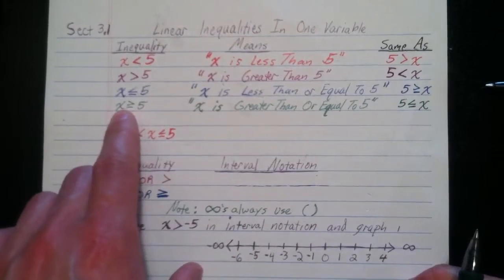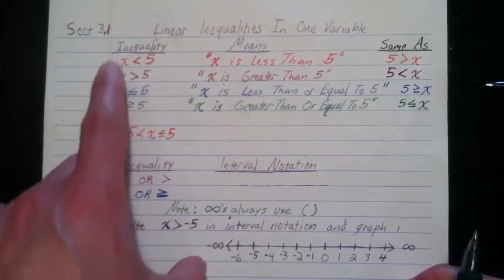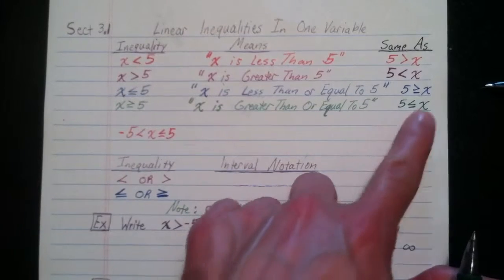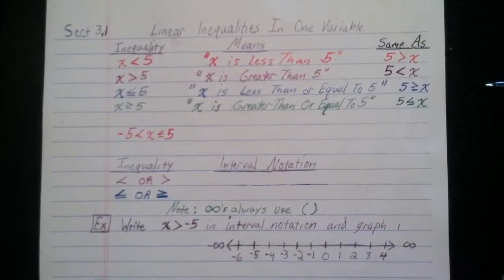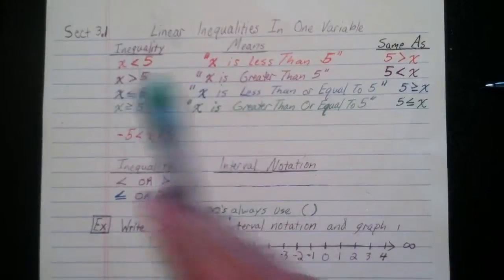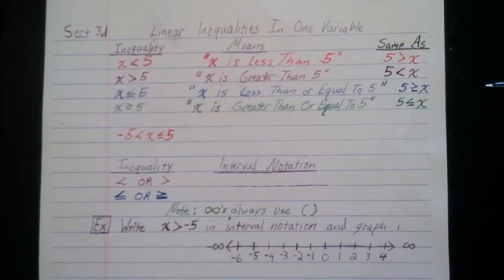So if the inequality is opening up to the x when written this way, with the variable on the left-hand side, it needs to still open up to the variable when it's written on the right-hand side. Okay? So you need to be good with using inequalities either way, interchangeably.